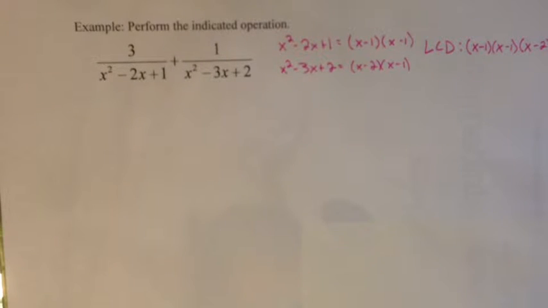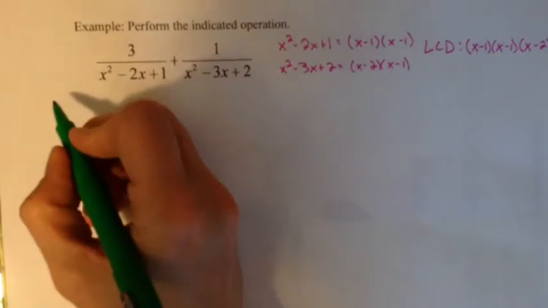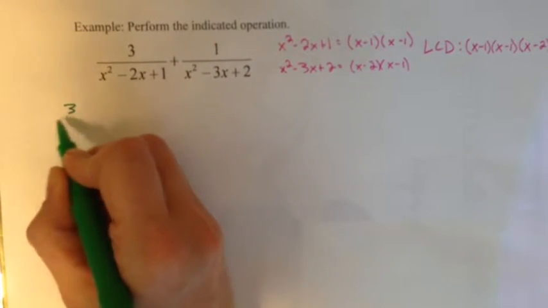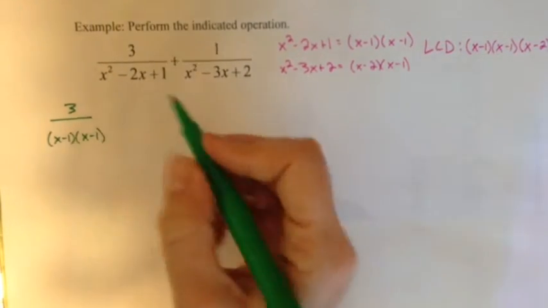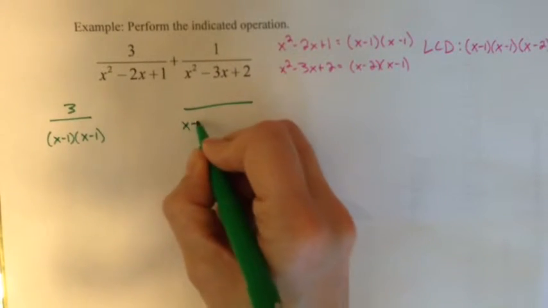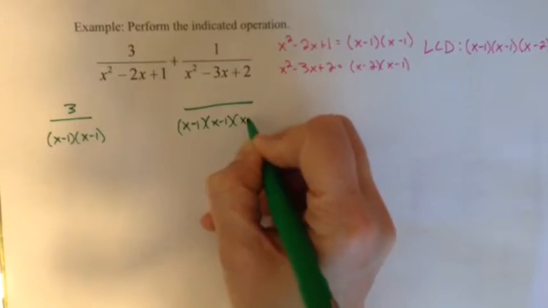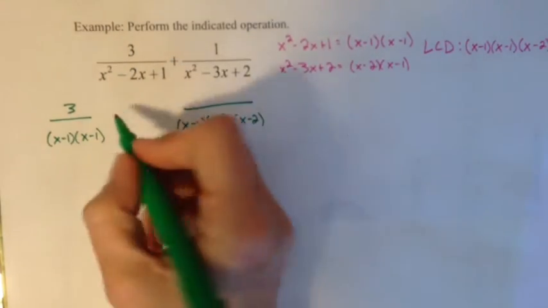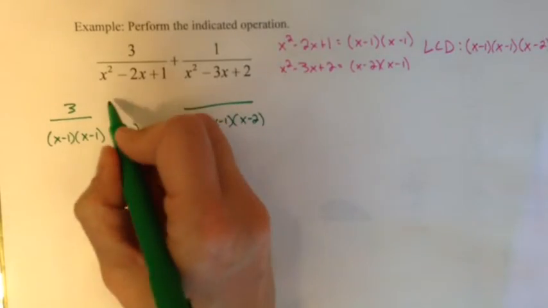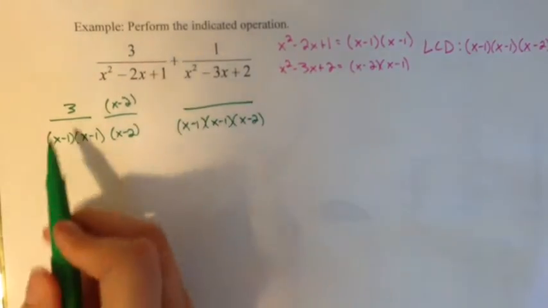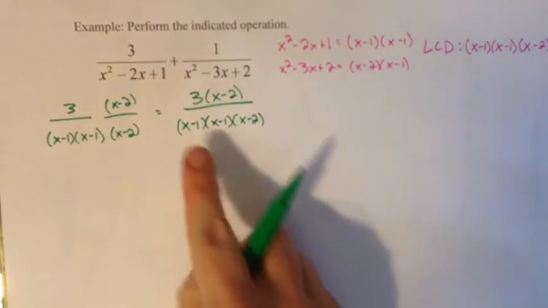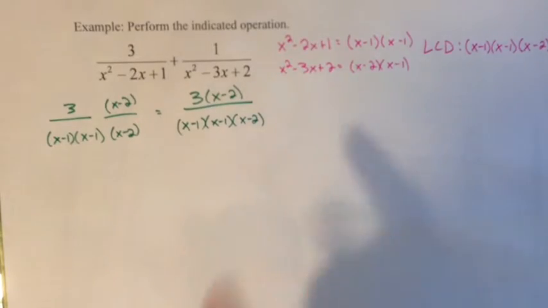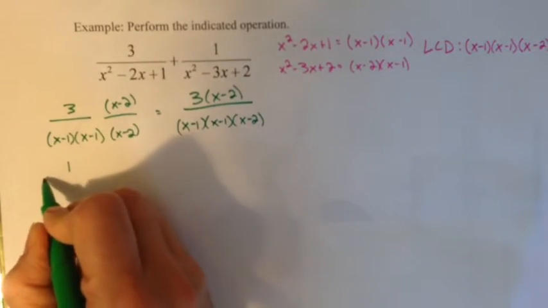Now that I have my least common denominator, my next step is to build up each of my rational expressions to have that as its denominator. So I'll start with my first expression, which I already factored the denominator for, finding that it is 3 over x minus 1 times x minus 1. My goal denominator over here is x minus 1, and x minus 2. This guy is only missing the x minus 2 piece, so I'll need to do that to the top and to the bottom. Multiplying across, I have 3 times x minus 2 on top and my common denominator on the bottom.